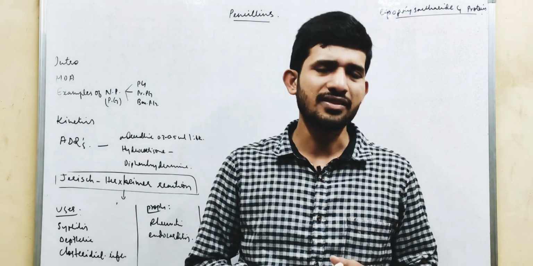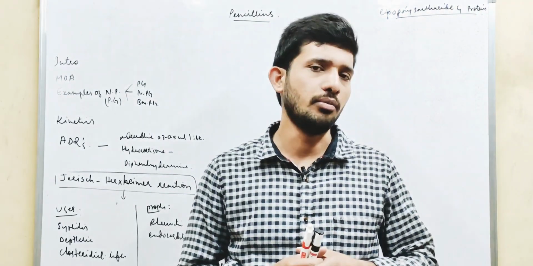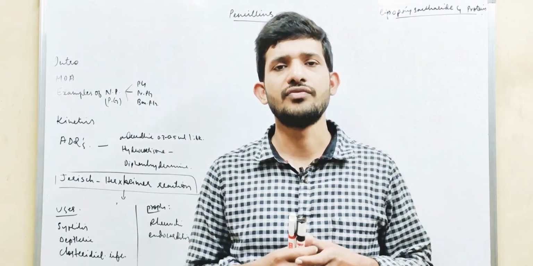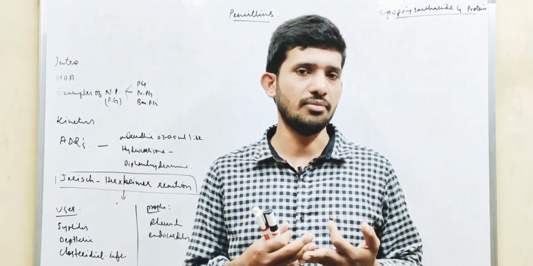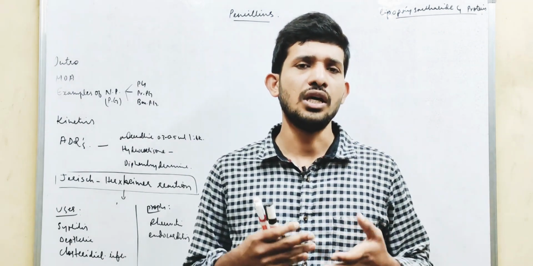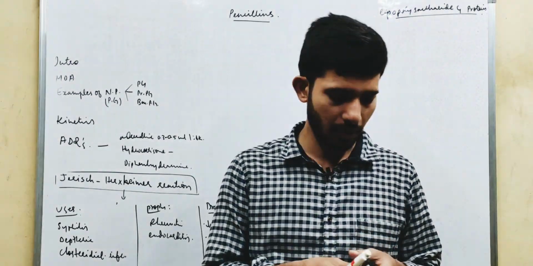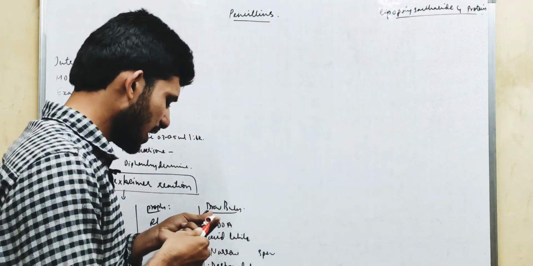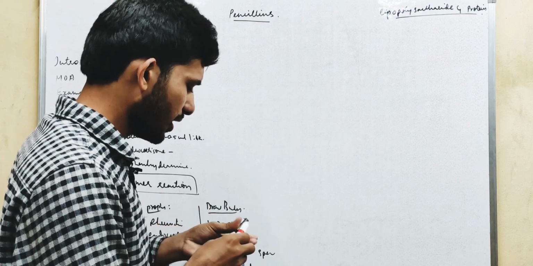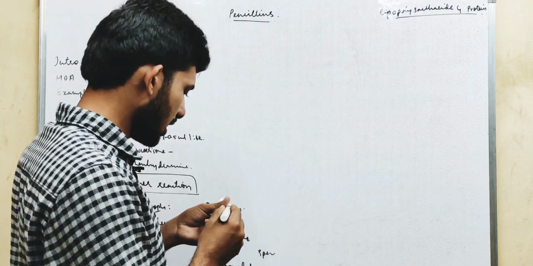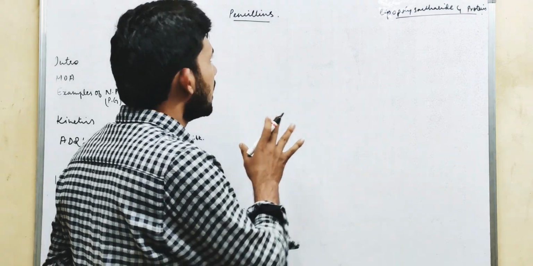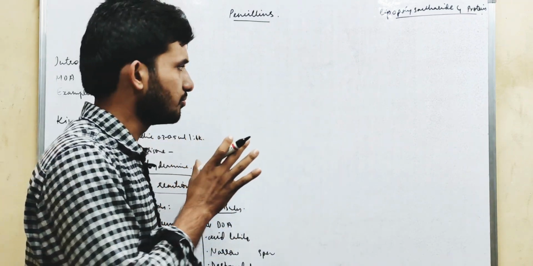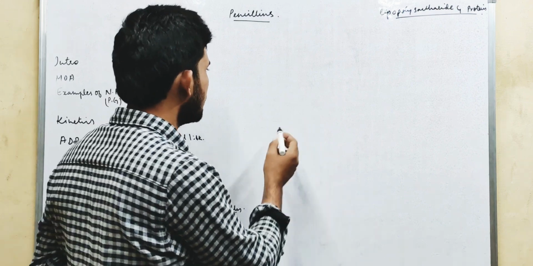Okay, so penicillins are one of the beta-lactam antibiotics, and in beta-lactam antibiotics we have cephalosporins, monobactams, carbapenems and penicillins. So these are the examples of beta-lactam antibiotics. Beta-lactam antibiotics are nothing but the antibiotics which contain a beta-lactam ring in their chemical structure. And let me draw a simple chemical structure of penicillin.